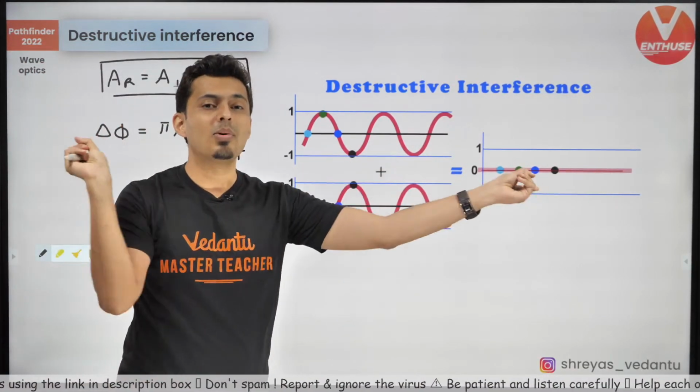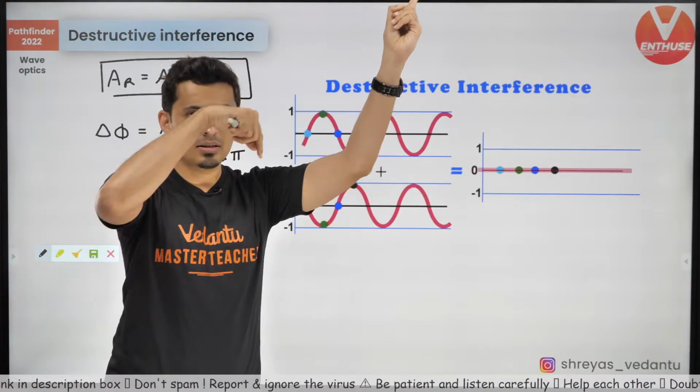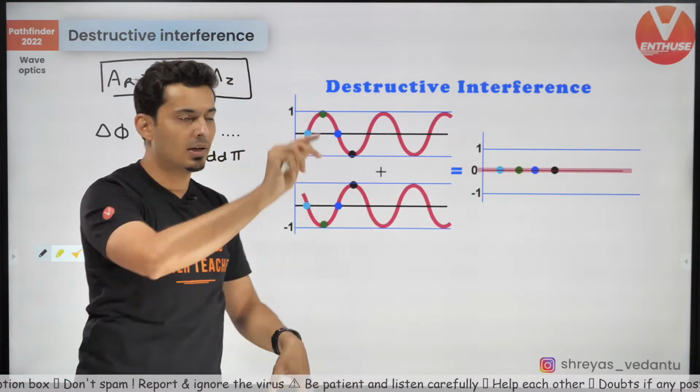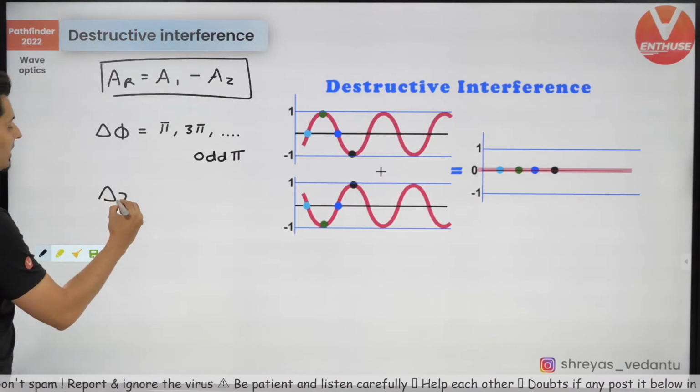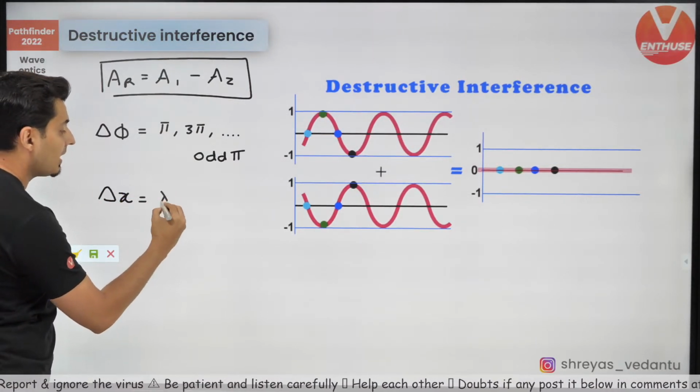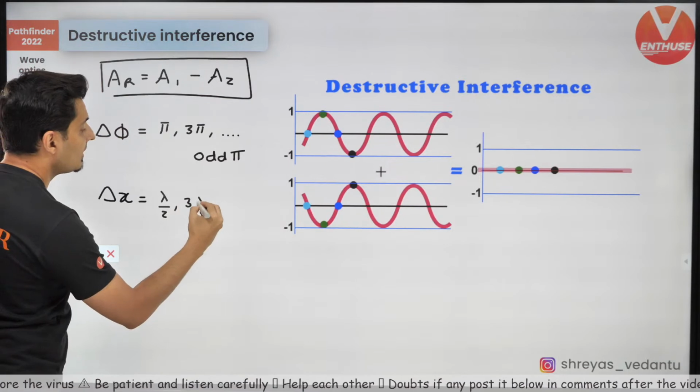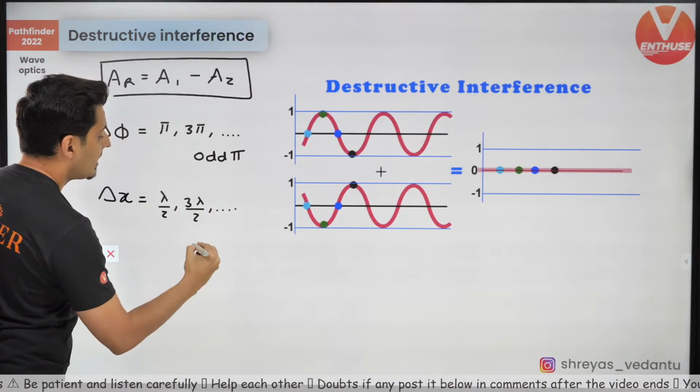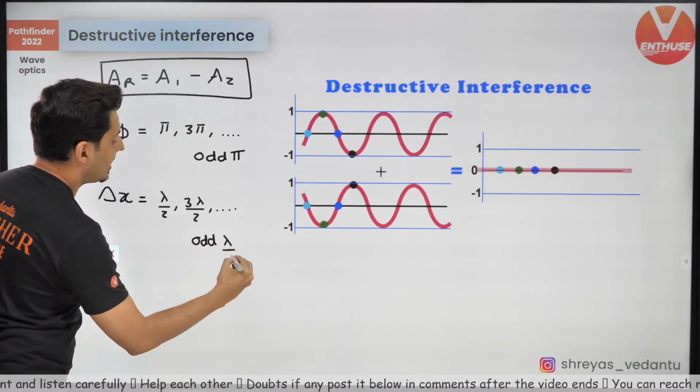180 degrees. They are opposite to each other. When there is a crest, there is a trough. When there is a trough, there is a crest. Exactly opposite. And the path difference will be, be careful, lambda by 2, 3 lambda by 2, in general, any odd times lambda by 2.